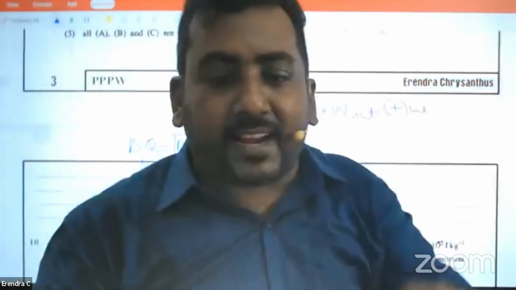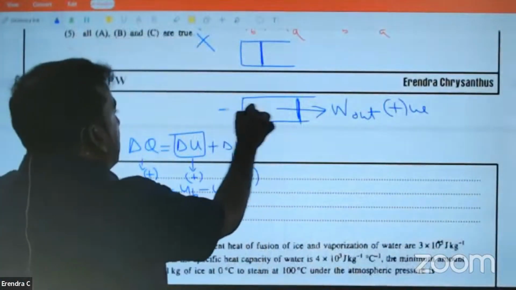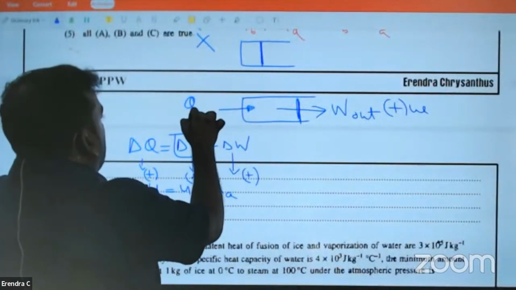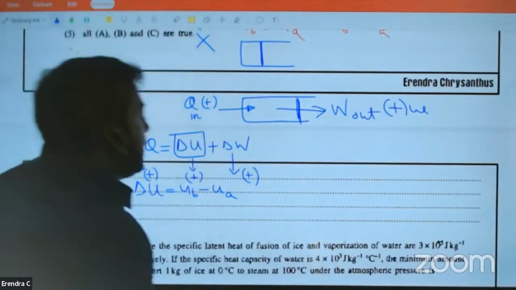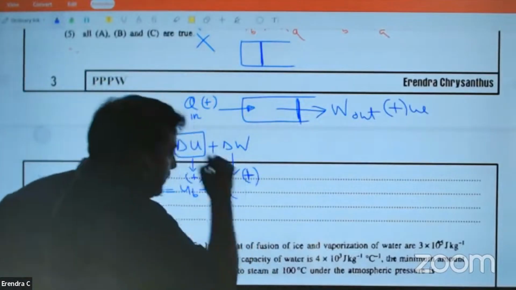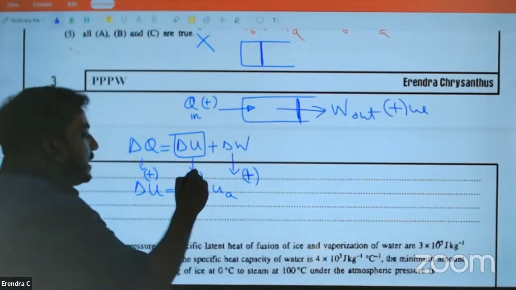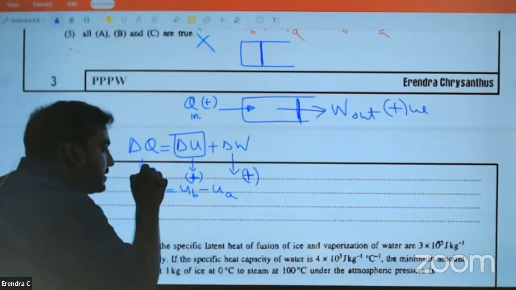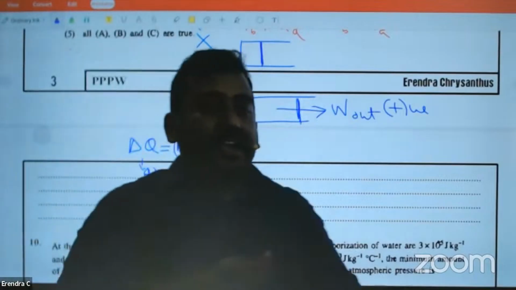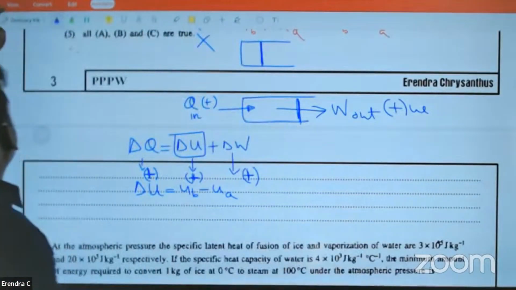What do you mean by delta Q positive? Delta Q positive means heat input. Heat input is positive. So in all the three processes work is positive, delta U is positive, and therefore delta Q is also positive. Delta Q means heat input. Right. Now let's go back.